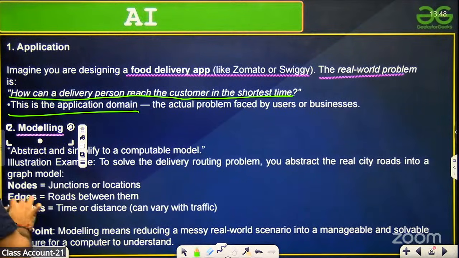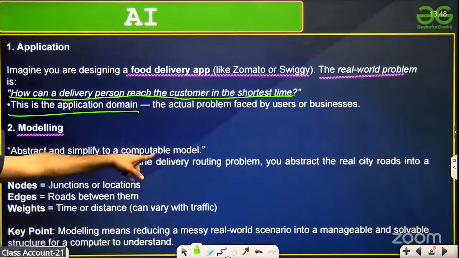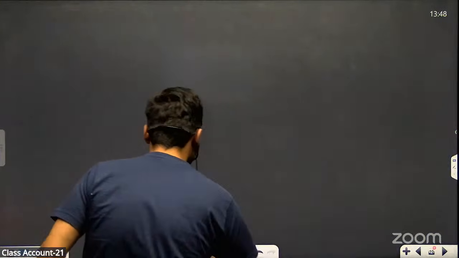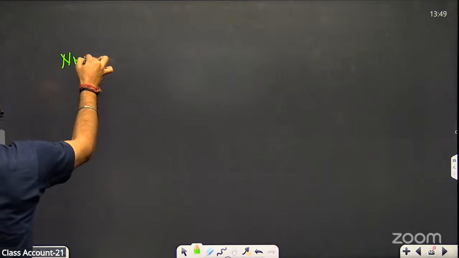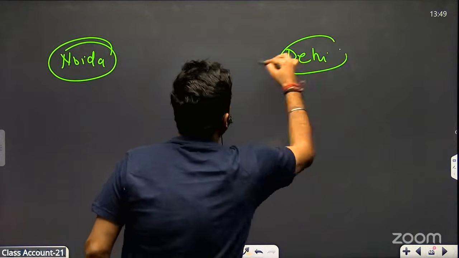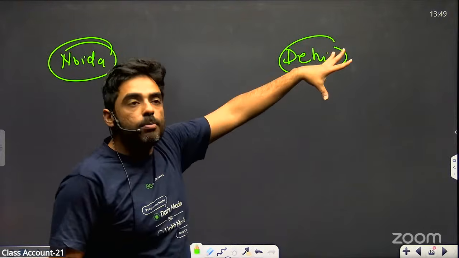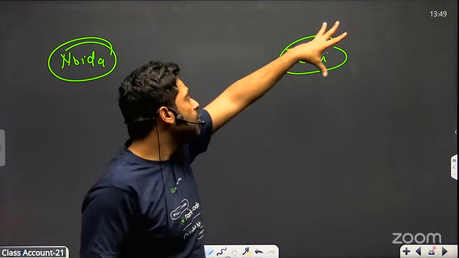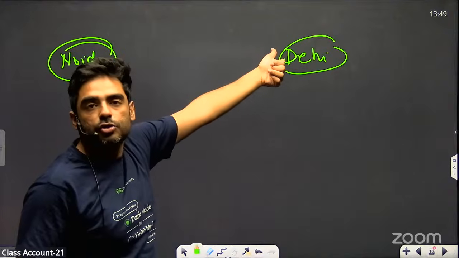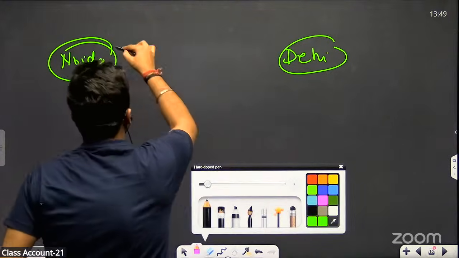A very broad term, modeling. So basically, what does model mean? It means abstract and simplify to a computational model. For example, I want to travel from Noida to Delhi. See, Noida and Delhi are far apart. I can use a graph paper to model those complex routes into short lines or short tangents or short circles. So for example, I have multiple paths.